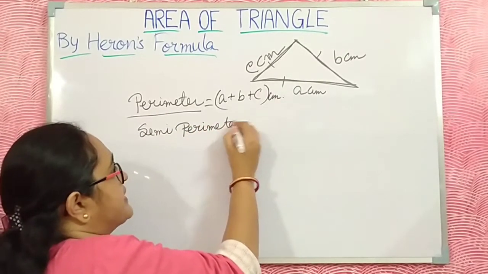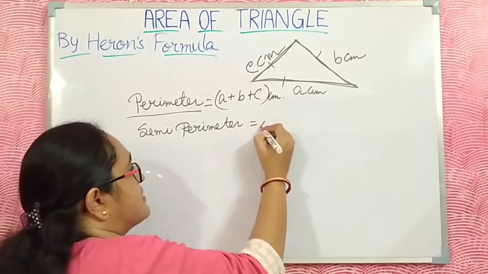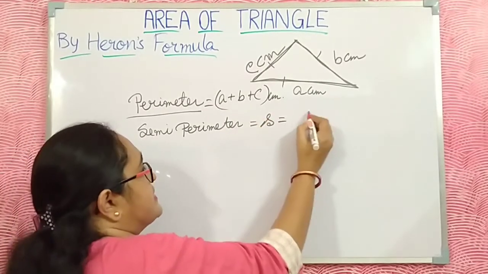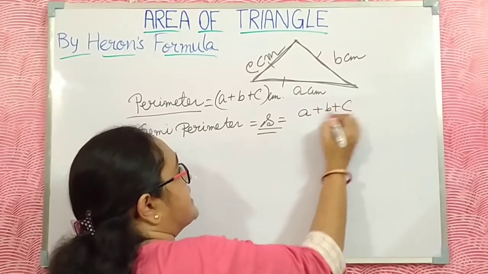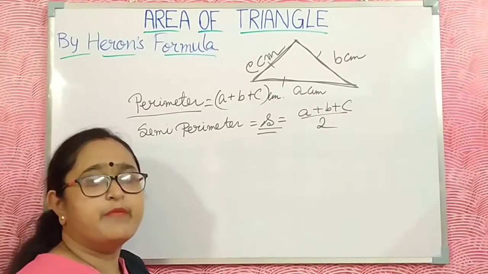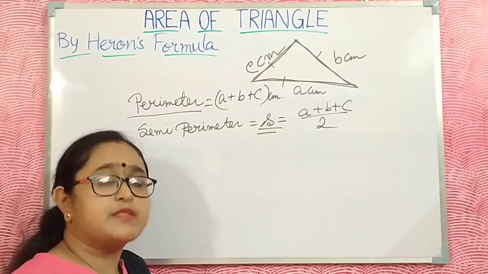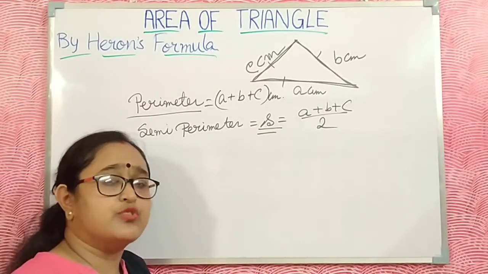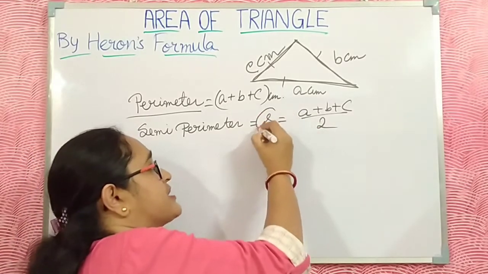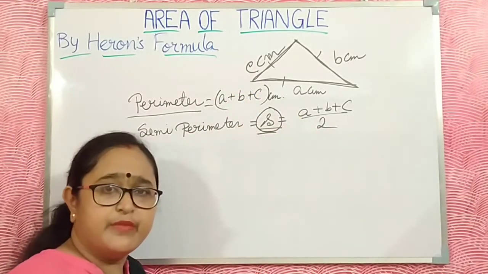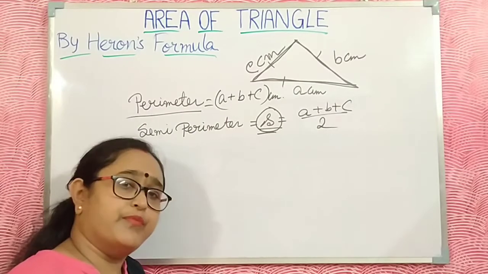What is the semi-perimeter? Write a small s. The semi-perimeter is represented as small s, and s is a plus b plus c by 2. This is called the semi-perimeter. Using this semi-perimeter, I find the area of the triangle.